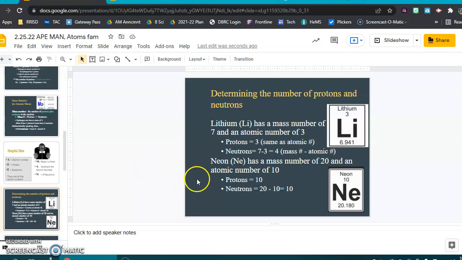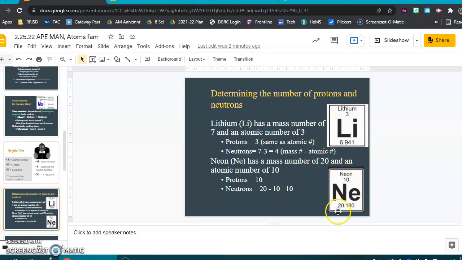Lithium has an atomic number of 3 and a mass number of 7, because 6.9 will round to 7. We like whole numbers because we don't have decimals. I can't give you a part of a neutron. So 7 minus 3 is 4.